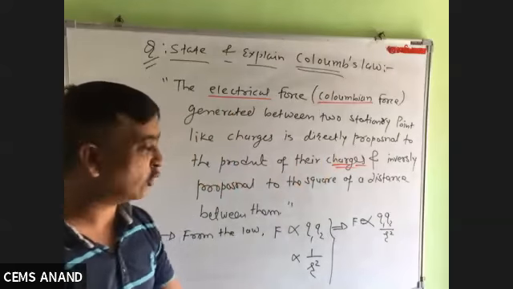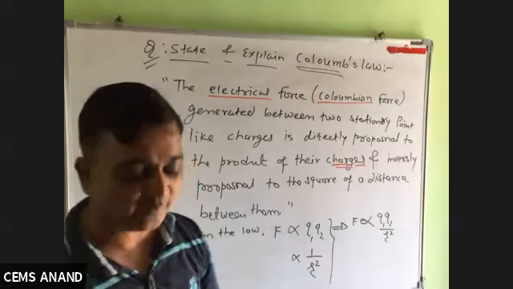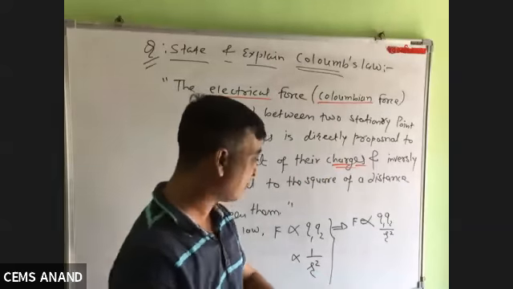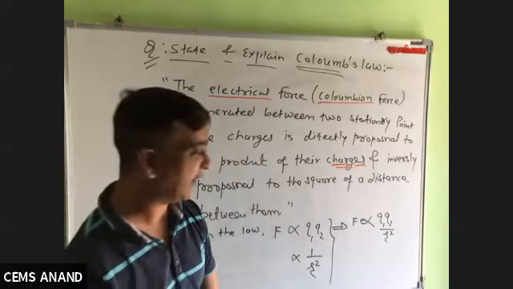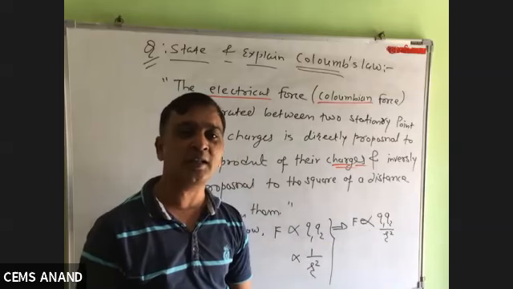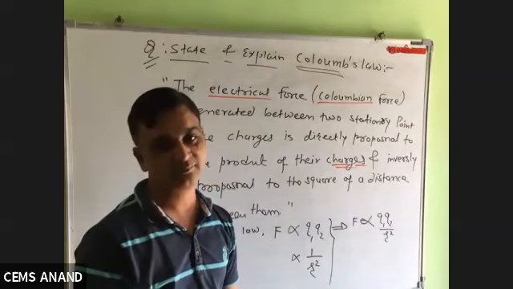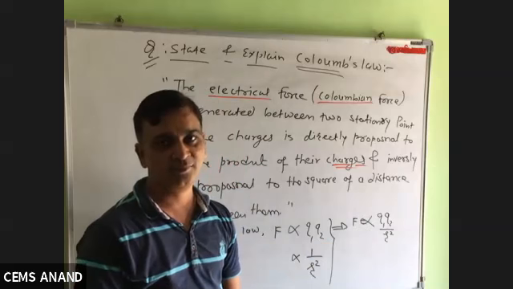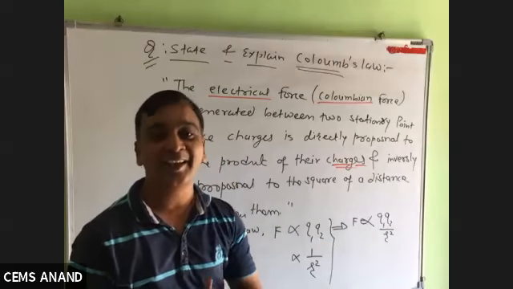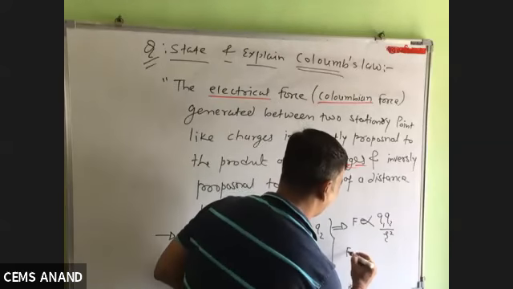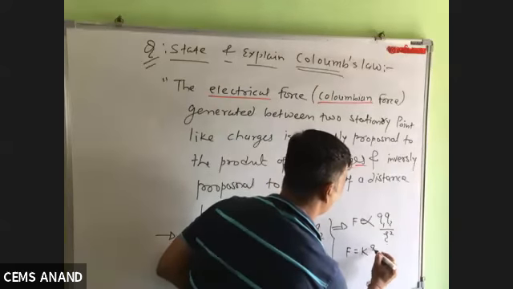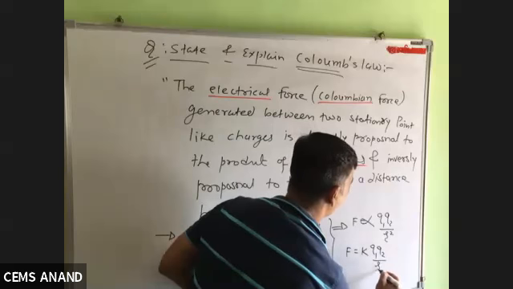We all know that to remove this proportionality symbol, we need to take a proportionality constant over there. And generally we take K as the constant. So F is equal to K Q1 Q2 upon R square.